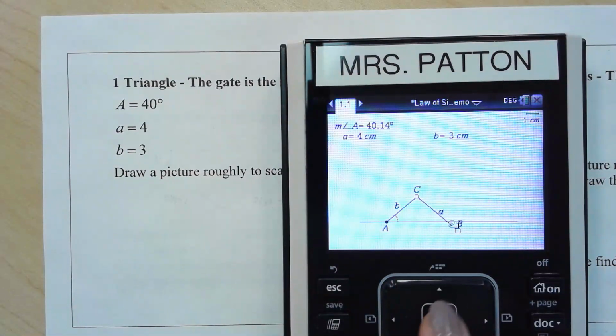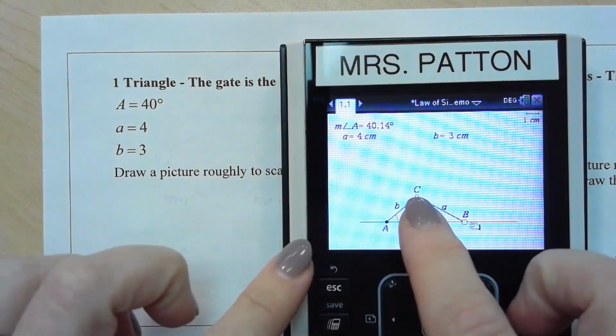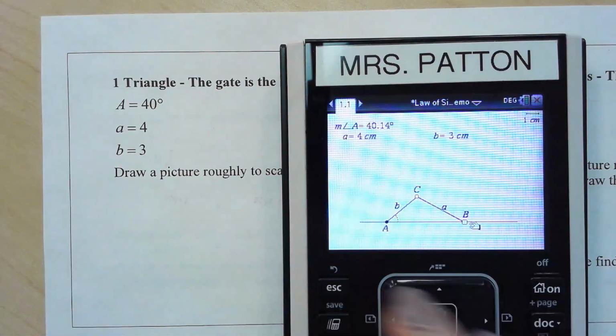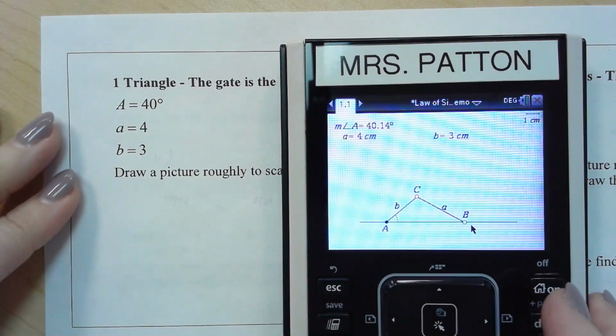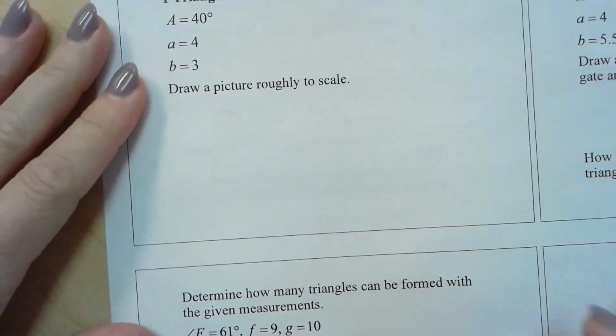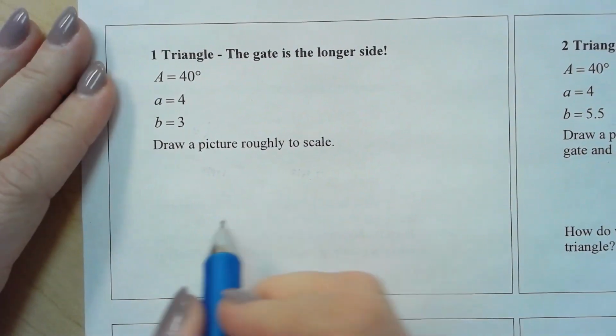If I keep swinging it, now it's just there. Okay, well, that's it. So there's one triangle because the gate cannot swing in, and I know that doesn't make a lot of sense right now until we do the next one, but the gate is the longer side. So I'm going to move that and let's go draw it. Maybe I'll draw it a little bit of an exaggeration here.